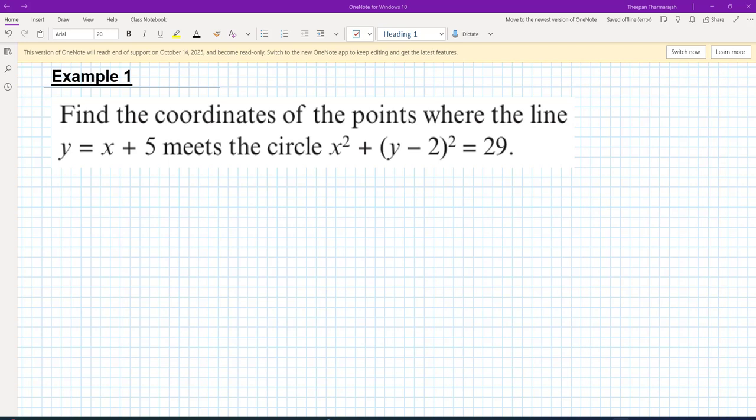Okay, in this video we're going to look at the intersection between a line and a circle. And in the second part of the video we're going to look at questions involving the discriminant. So let's take this first example.